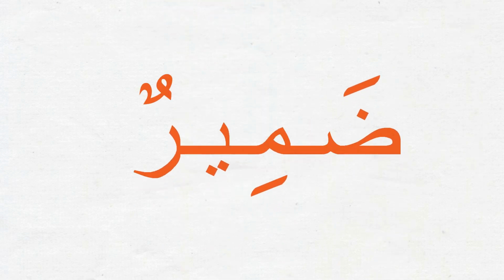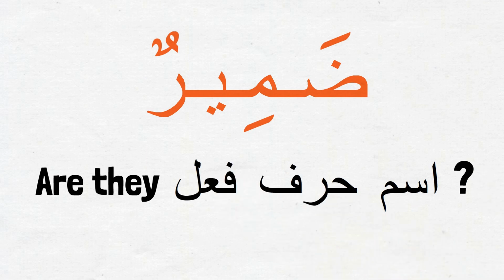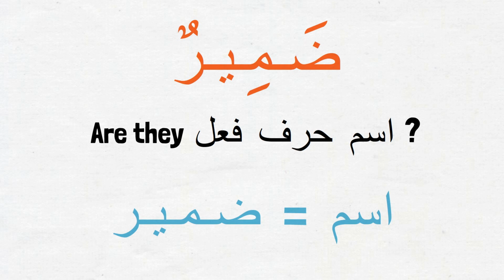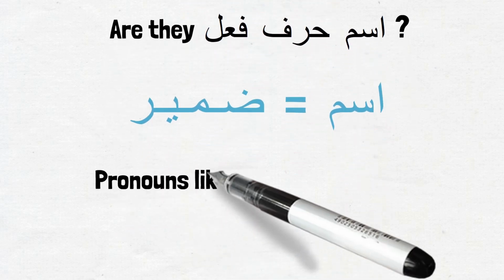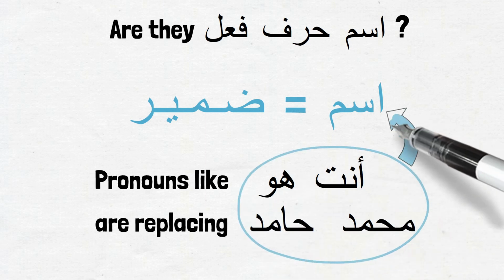Okay, I believe we practiced with all of the ضميرs that we learned today. One last question before we finish. What type of words are these ضمير or pronouns? Are they ism, harf, or fi'l? They are all ism, right? Because words like anta or huwa are replacing the ism like Muhammadun or Hamidun, so they also have to be ism.